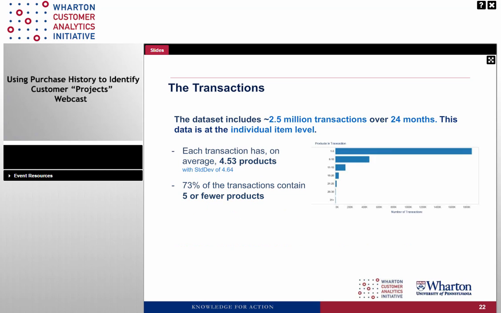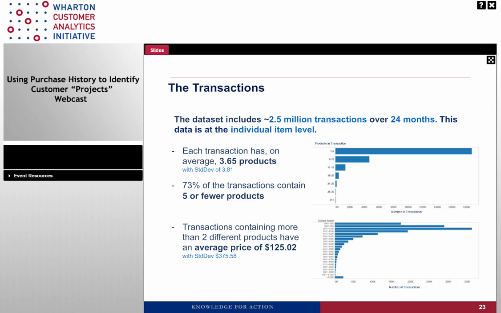Each transaction on average has 4.5 products, but you'll see that it's skewed very heavily to smaller numbers of products. 73% of the transactions contain 5 or fewer. There's also, for transactions having 2 or more different SKUs, so independent of the quantity, different SKUs have an average price of $125. But again, you can see from this graph that it is heavily skewed.